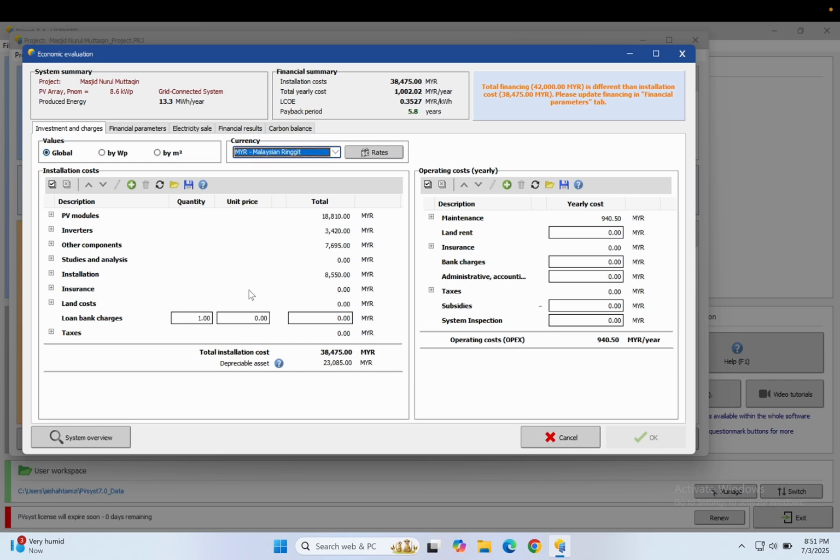I then input the installation cost using the PVsyst economic model. The total cost was RM38,475, including PV modules, inverter, wiring, surge protection, pyranometer, installation, transport, and grid connection. A benchmark of RM4.05 per watt peak was used, and maintenance costs were estimated at RM940, including inverter replacement and cleaning.